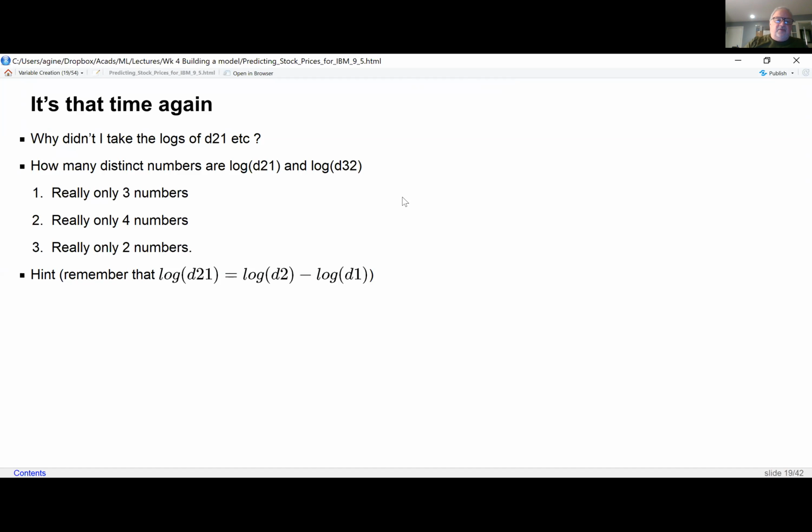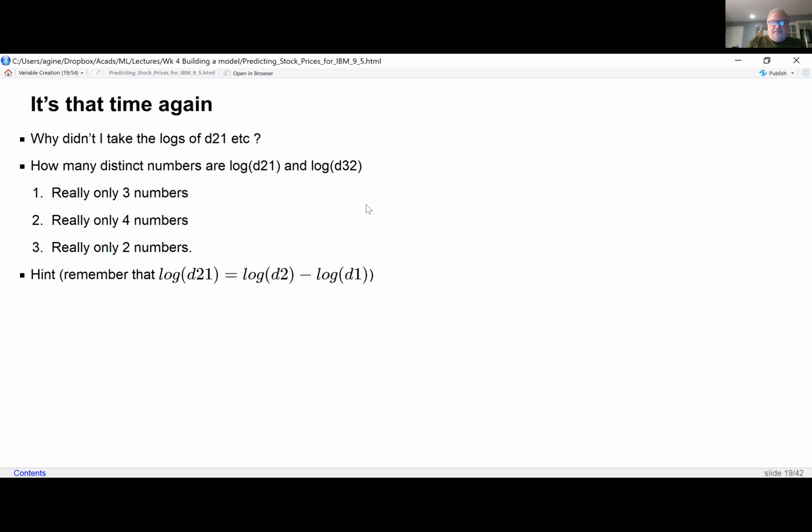The hint I gave you is that log of D21 is the log of D2 minus the log of D1. So the point is, this is going to be the log of D2 minus the log of D1, and this is the log of D3 minus the log of D2, but you've got the duplicated log of D2. So it's really three distinct numbers: the log of D1, the log of D2, and the log of D3.